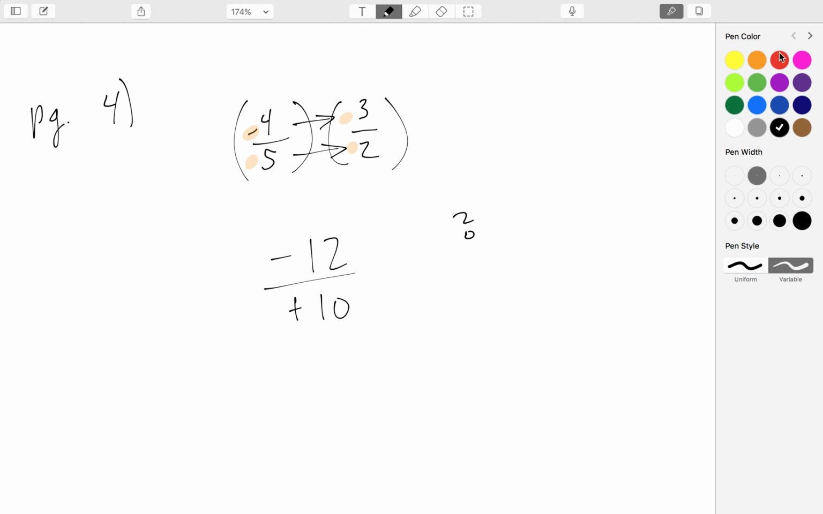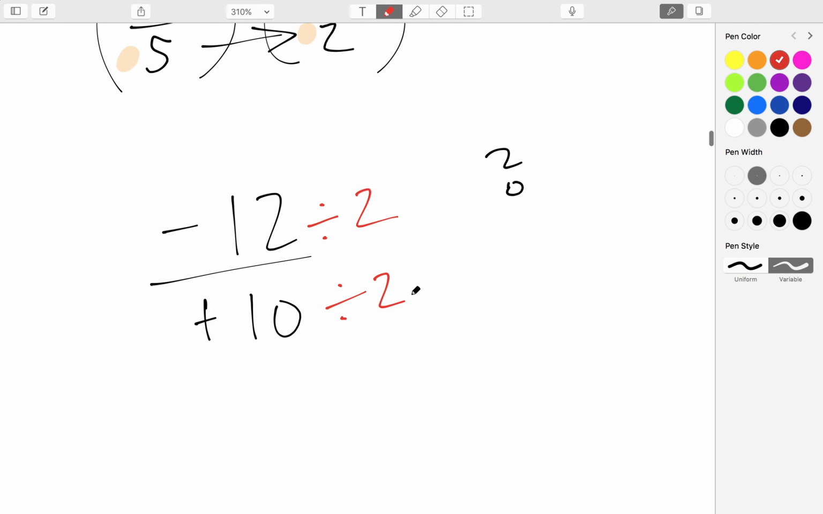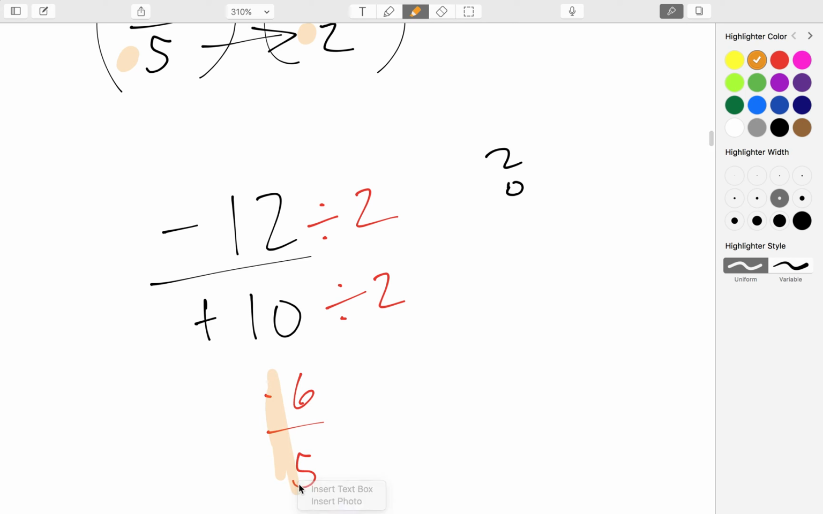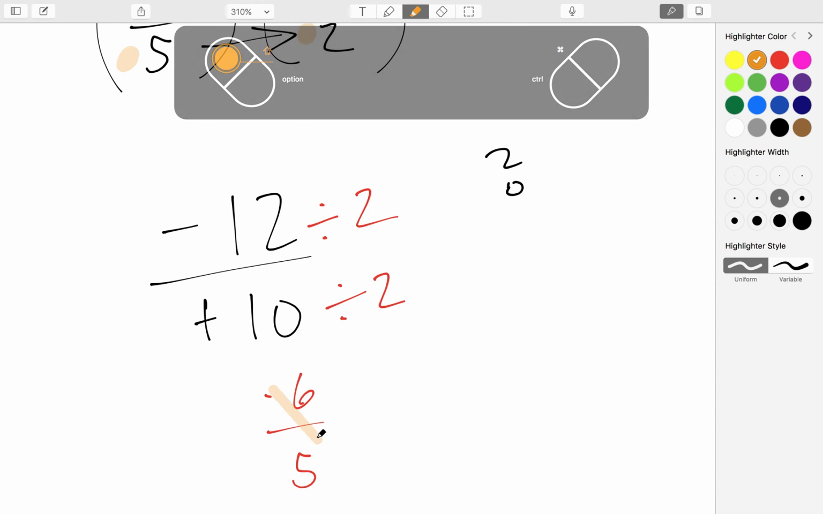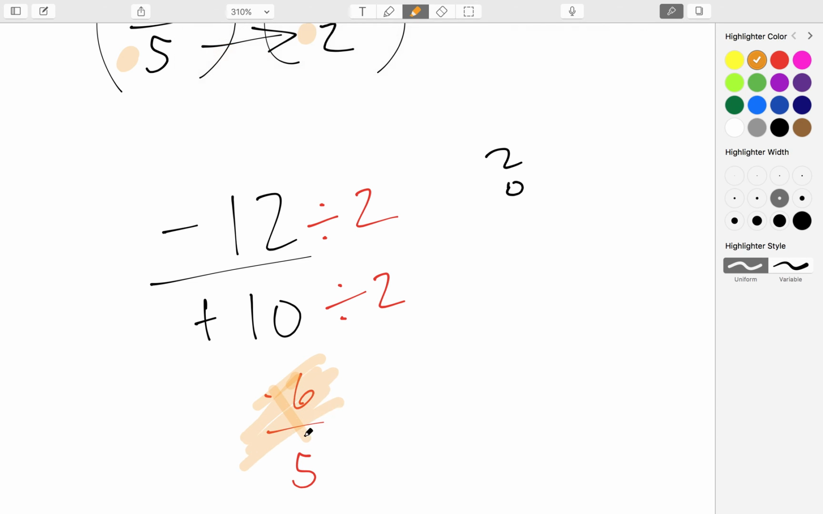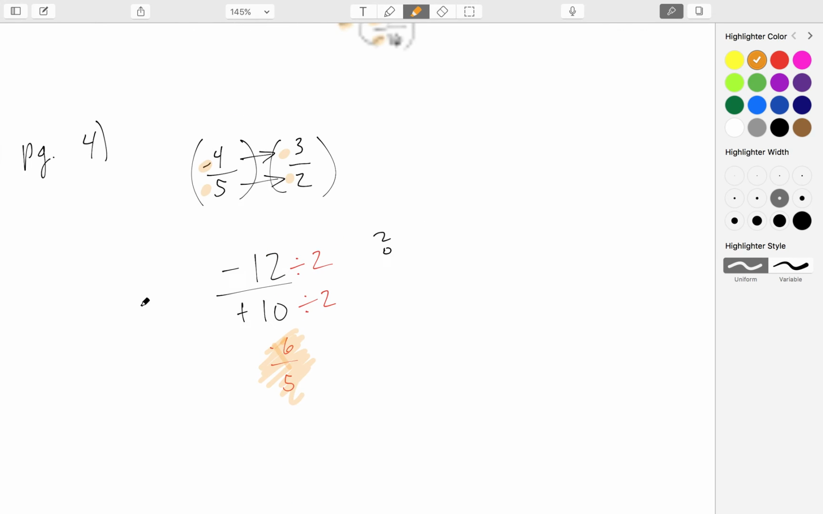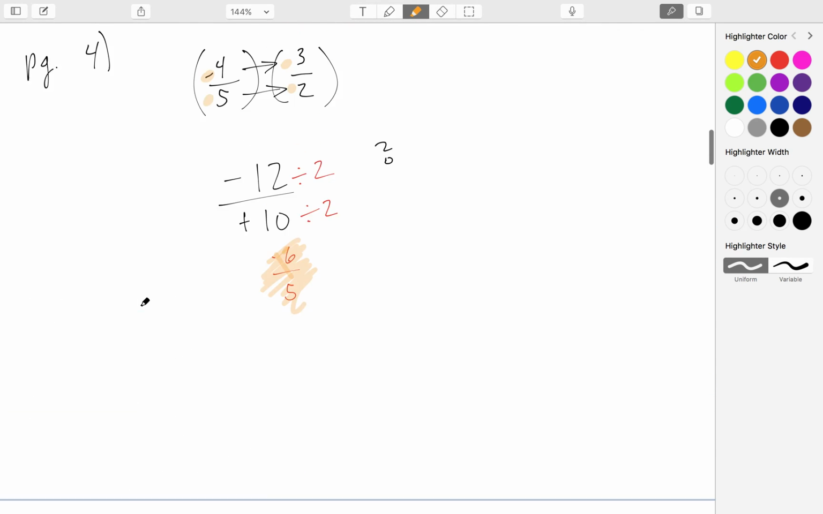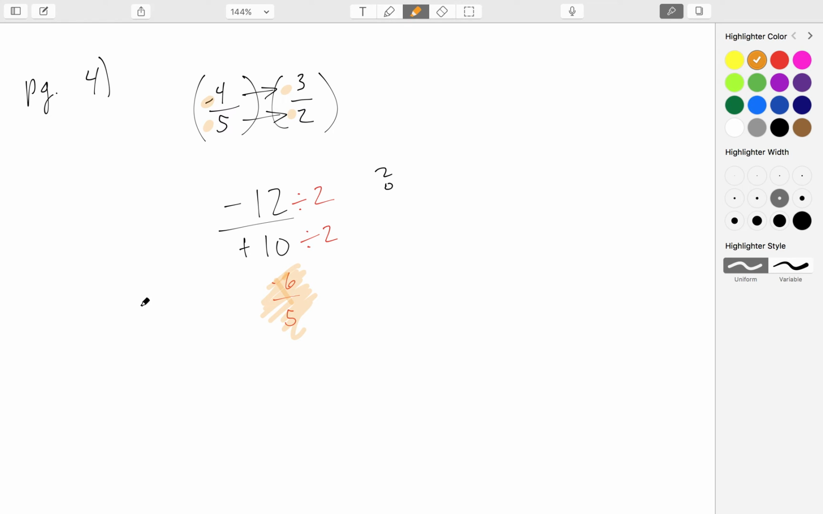They're even, so we can divide by what? 2. So we're going to divide by 2 here. 2 goes into negative 12 how many times? Negative 6. 2 goes into 10 5 times. Can I reduce it any further? No, I cannot. So we're going to highlight this here. And let's move on to the next one. Pause the video if you need to copy.